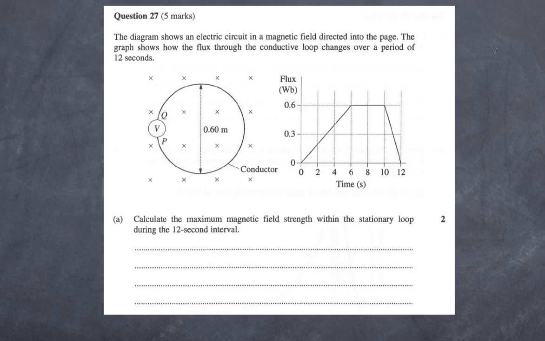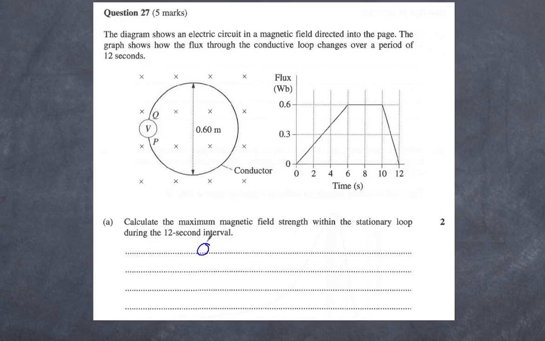Question 27. This is all about flux. So we have here a more difficult question, and now not only do you have to interpret a diagram, you have to interpret a graph, which is a much higher order question. And the first part of the question says calculate the maximum magnetic field strength with the stationary loop during the 12-second interval. Flux is equal to BA, or the magnetic field strength multiplied by the area.